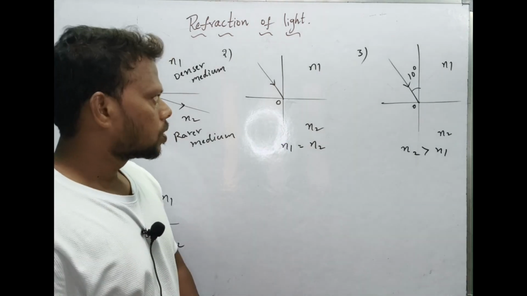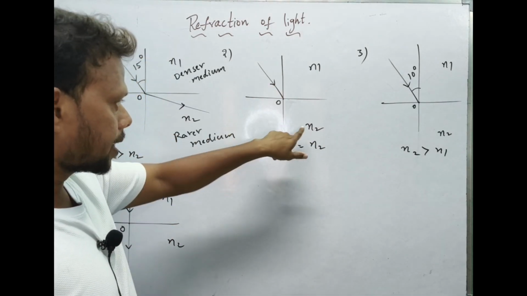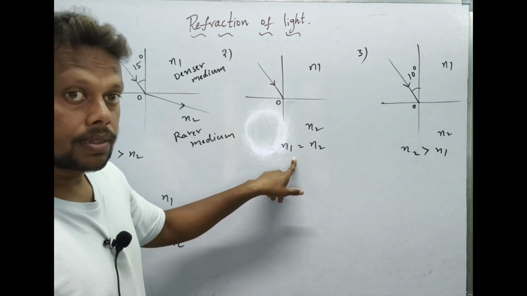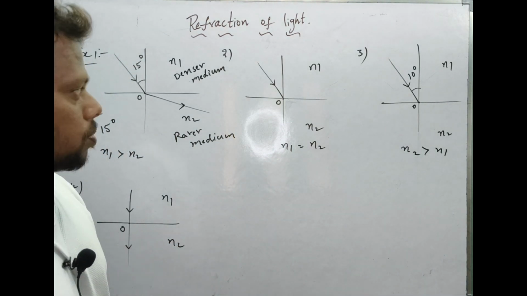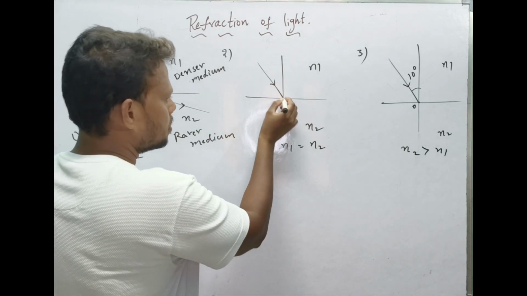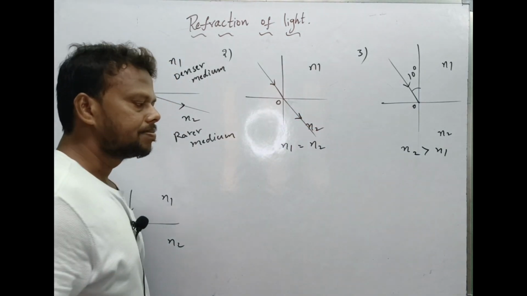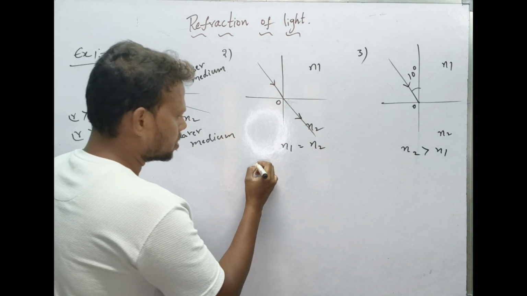Case 2. First is a rarer, second is a denser medium, but I have taken N1 equal to N2. Both the refractive indices are equal. The light ray travels in a straight line without any deviation. So simply I will write here: no refraction.